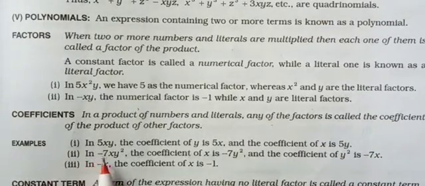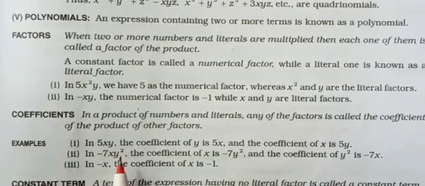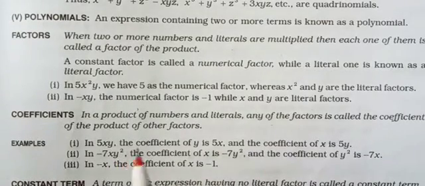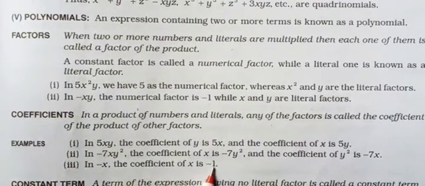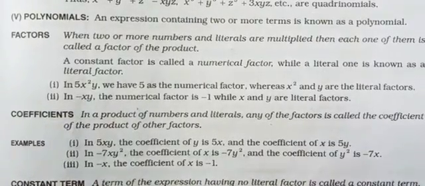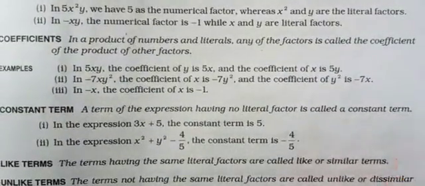Now, coefficient means, one thing you have to remember here: the thing that is not given, the remaining part with proper sign, that is called the coefficient. That is, in minus x, the coefficient of x is minus 1. Do you understand that? We are taking the proper sign of x, that is minus 1. It's clear.